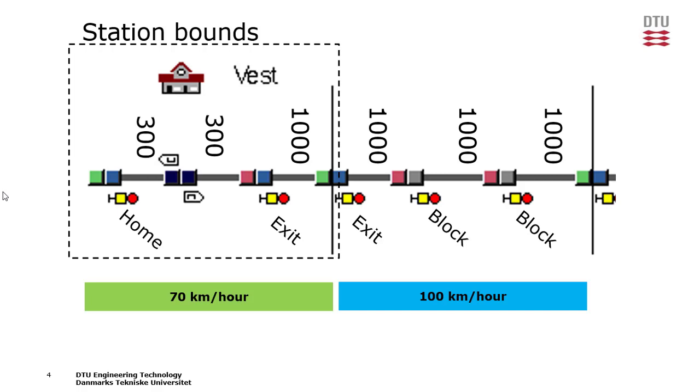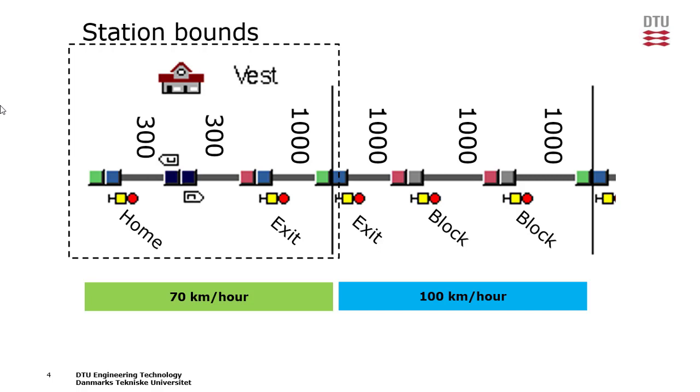I have marked on this diagram the meters of each track segment in the numbers above the track. So we have 300, 300, 1,000, and so on. Below it, I have noted what kind of signal I have configured in OpenTrack. The dotted boundary shows what the station boundary is. And finally, at the bottom, we have the speed limits that I have put into the system. In station areas, I have set a 70 km/h speed limit, and on the open line, I have set a 100 km/h limit.